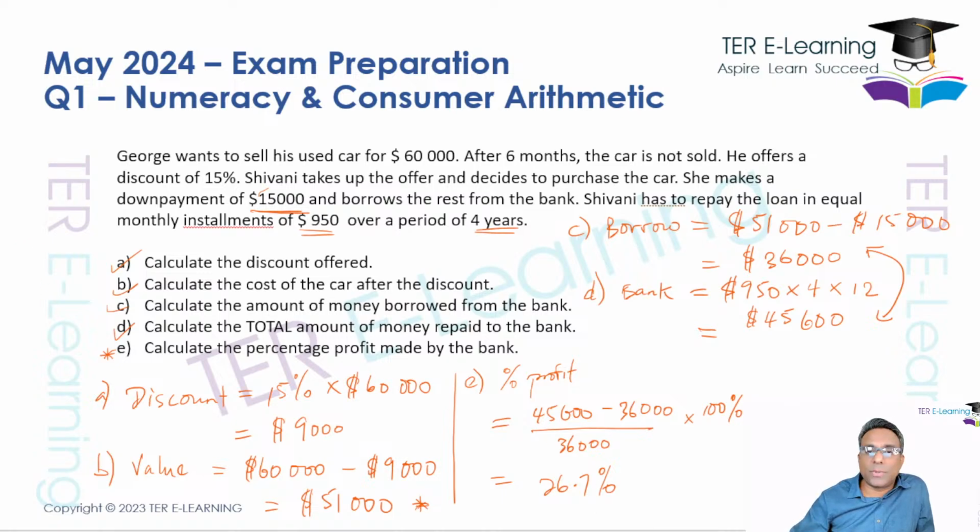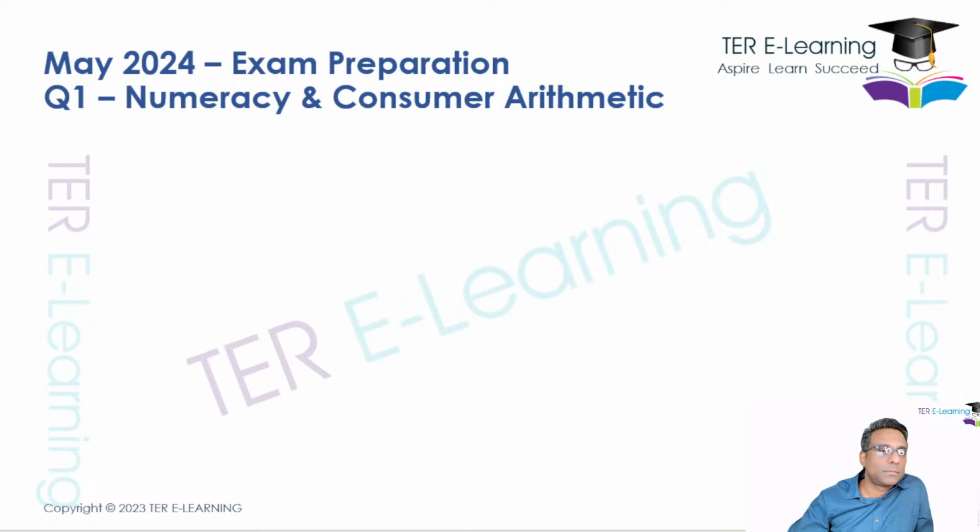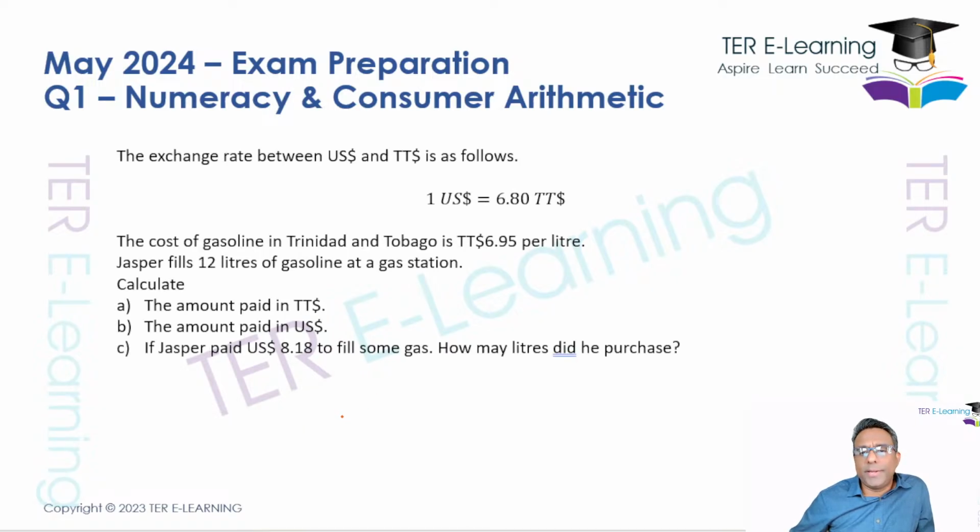Right, so that's a question here based on a combination of things. Currency conversion is something that typically comes in the exam as well. If you don't get it in paper 2, it may appear in the multiple choice. So the exchange rate between US dollars and TT dollars is as follows. One US dollar is 6.80 TT dollars.